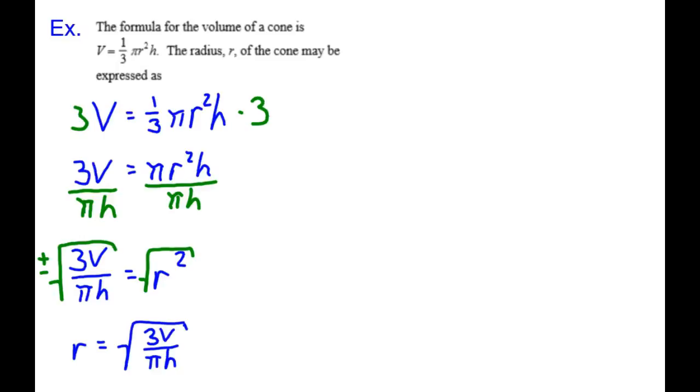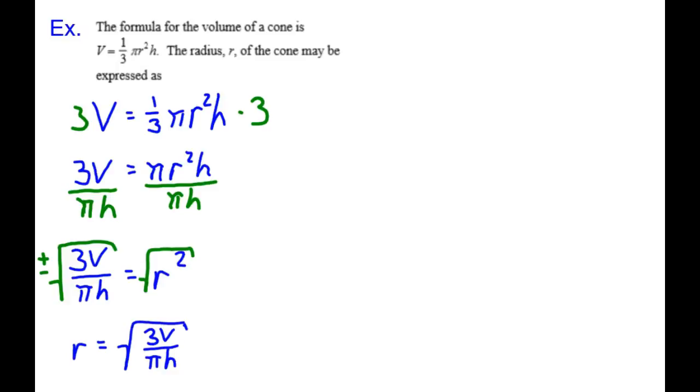Now to the last example. The formula for the volume of a cone is V equals 1/3 times pi times the radius squared times the height. The radius R of the cone may be expressed as... so we want to rearrange this formula to get R isolated by itself. So what I want you to do is pause the video, see if you can figure out how to isolate R, and then start the video to see how I go through the process. The process you went through might be slightly different than what I went through. Just compare and make sure that you got the same thing in the end.